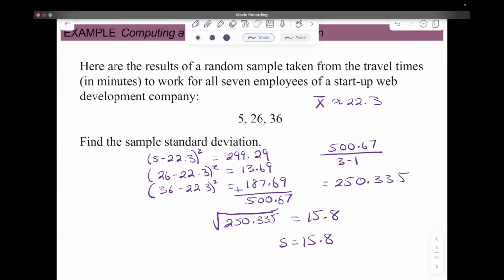It's calculated just the same way, except we're dividing by n minus 1. Give you a second to write that down, then we're going to pop back over to the calculator.